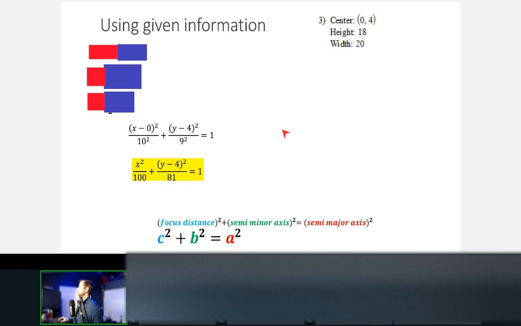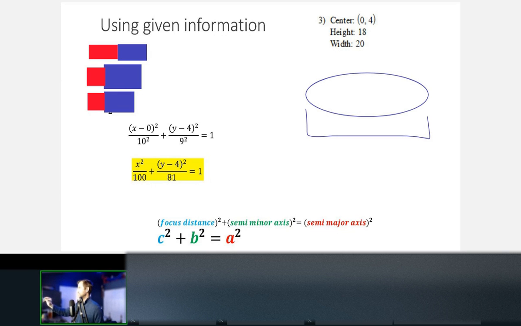All right, so let's talk about this one. Based on this, the height is 18, the width is 20. Is it longer horizontally or vertically? Yeah, horizontally. And we know that because the width is longer than the height, so that's pretty clear. And then from here, we can just label it, right? So the width is 20 and the height is 18.